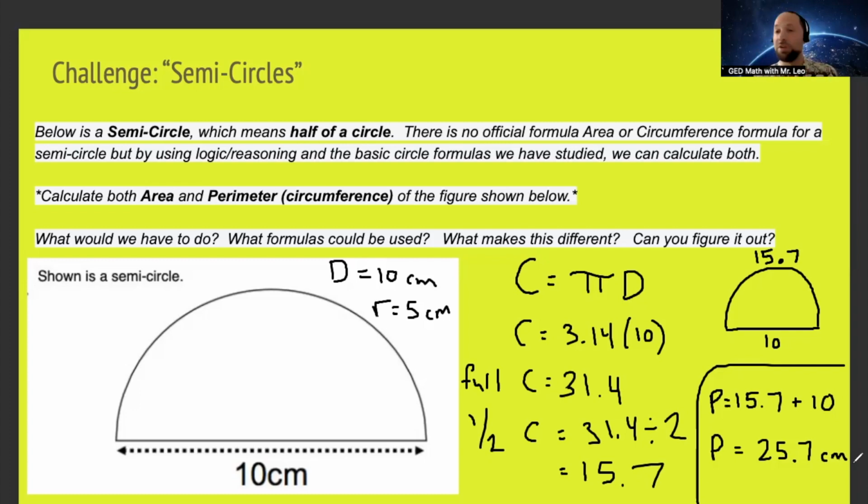This is just one example of an unusual shape you might see on the GED. Instead of a rectangle, sometimes they give you an L shape. Instead of a full circle, maybe they give you a semicircle. Just take your time, visualize it, and apply the basic formulas. Nice job.